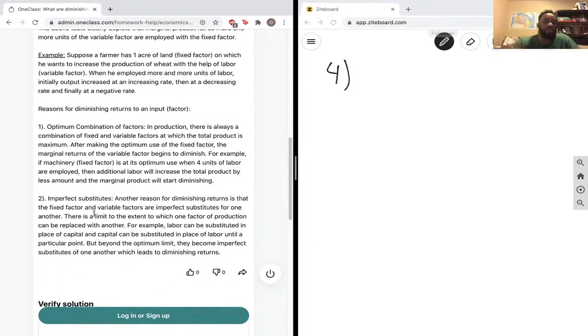Second reason is imperfect substitutes. Another reason for diminishing returns is that the fixed factor and variable factors are imperfect substitutes for one another. There's a limit to the extent to which one factor of production can be replaced with another. For example, labor can be substituted in place of capital, and capital can be substituted in place of labor until a particular point. But beyond the optimum limit, they become imperfect substitutes for one another, which leads to diminishing returns.